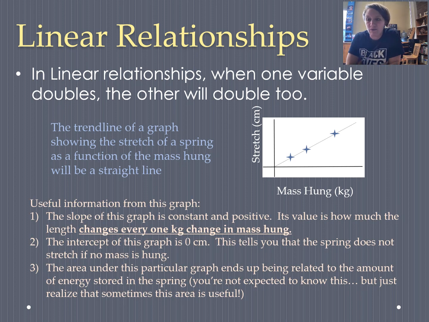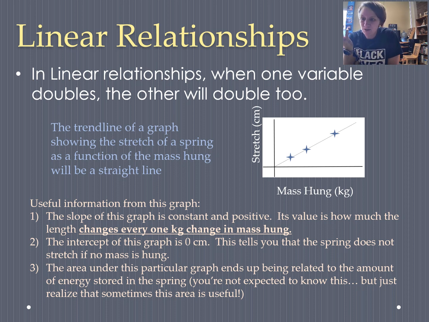This is actually our favorite kind of graph because there is a ton of useful information. For example, the slope of this graph is constant and positive. In this case, it tells delta y over delta x, or how much the length is changing for every additional 1 unit or 1 kilogram change in the amount of mass hung.